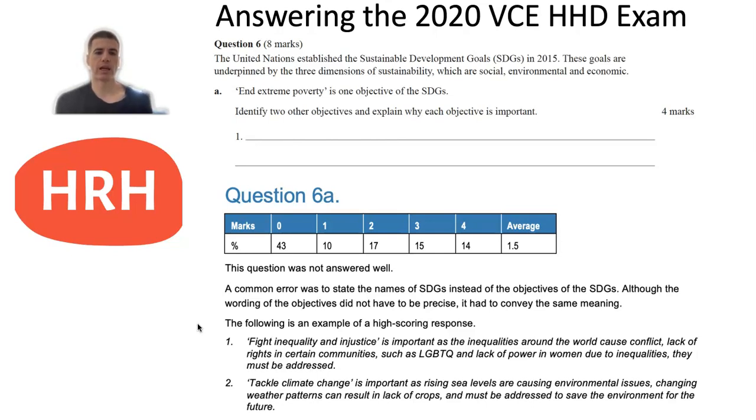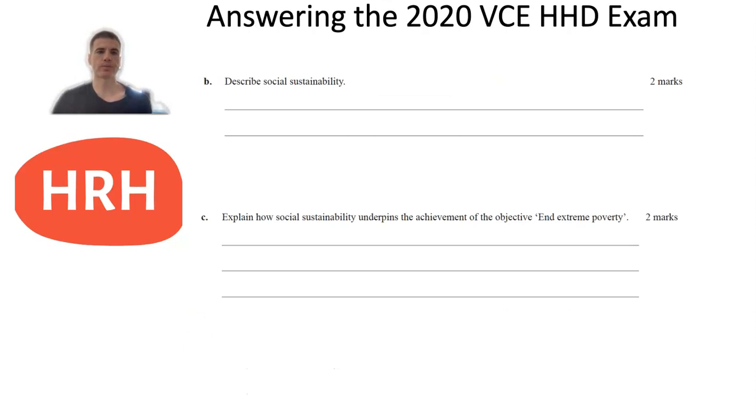And then the second one, tackle climate change. You could have also mentioned that addressing climate change is important as rising sea levels are causing environmental issues, and changing weather patterns can result in a lack of crops, and that must be addressed to save the environment for the future. So you had to mention what some of the issues were in relation to either of those objectives, or what might be achieved. If you're not sure about that, go back and have a look at that video that I previously recorded.